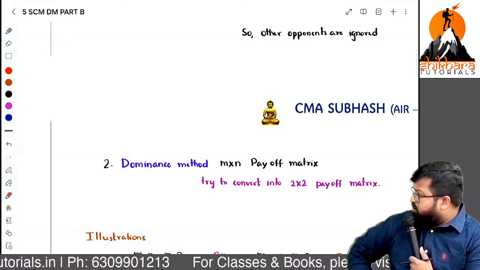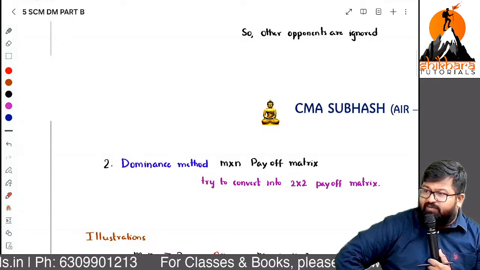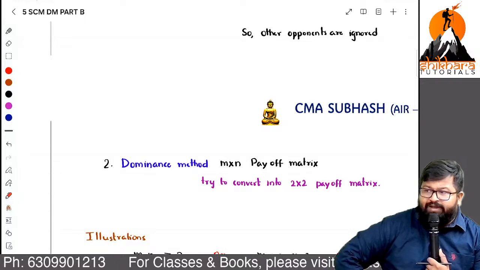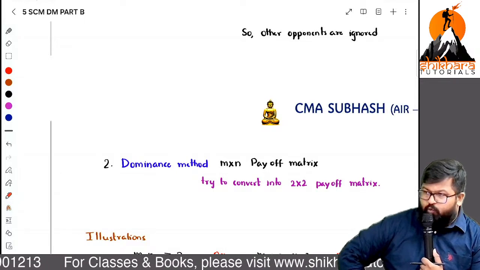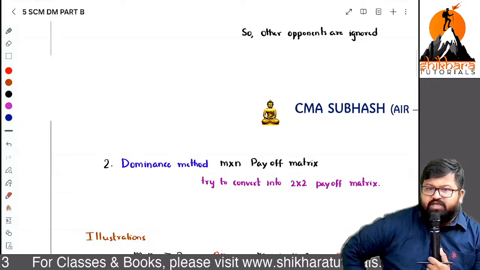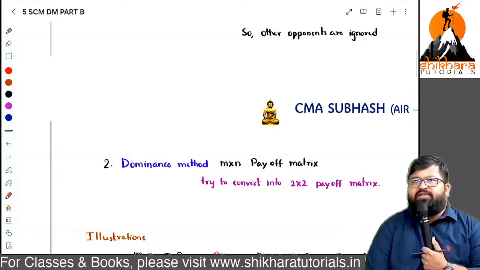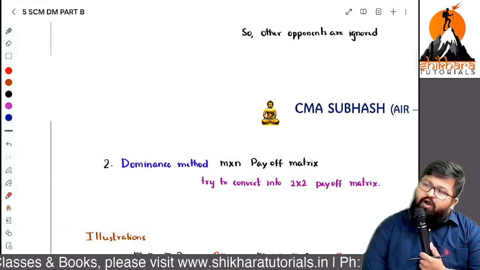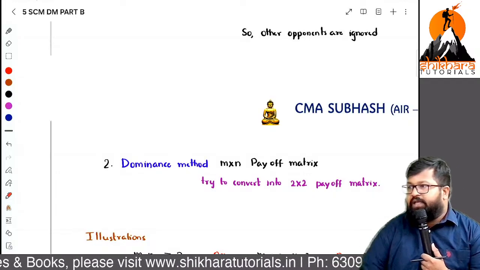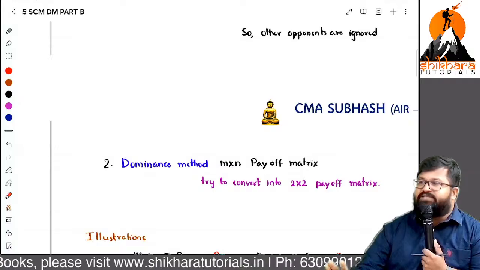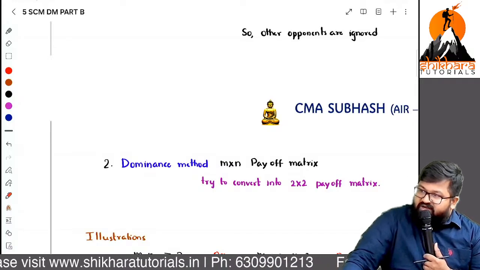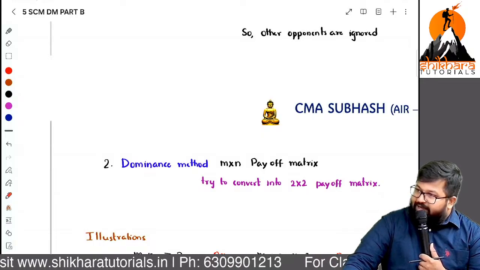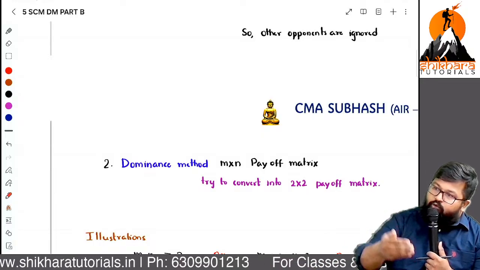What is the first point? The dominance method will be in which order? M by n. So we need to convert it into 2 by 2 basically. Once we have converted it into 2 by 2, what method is ready to apply? The odds method can be applied straight away. But how to convert is important. The most important aspect is conversion into a 2 by 2 matrix by applying the rule of dominance.